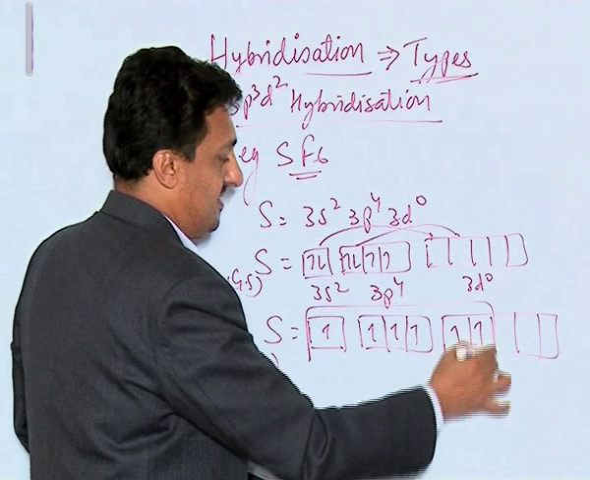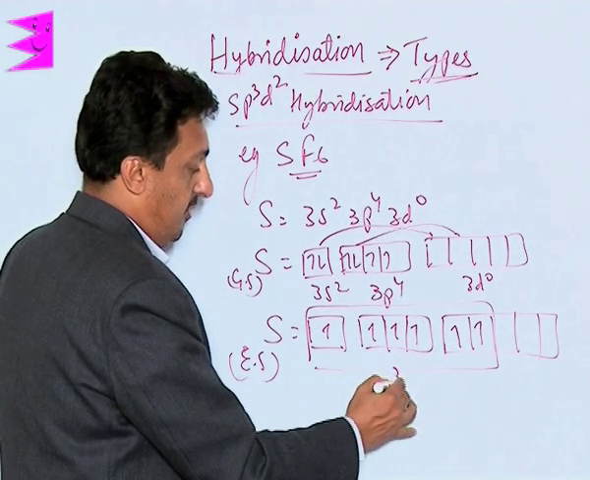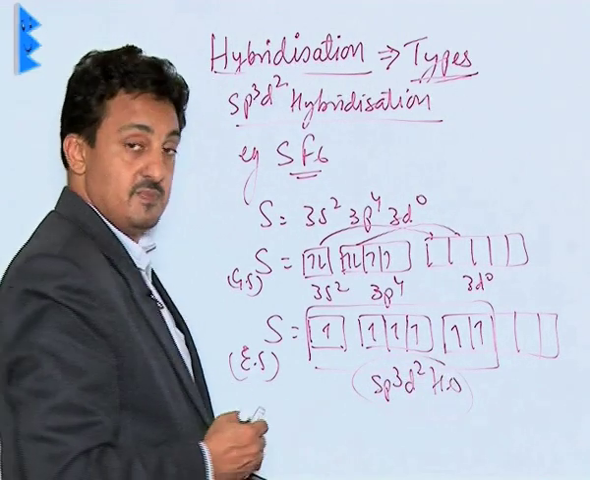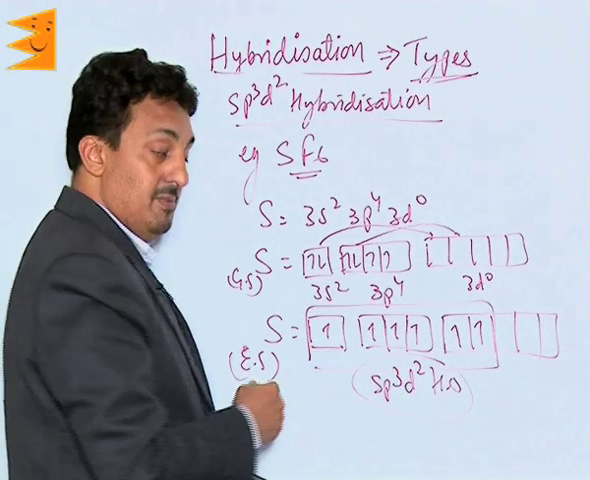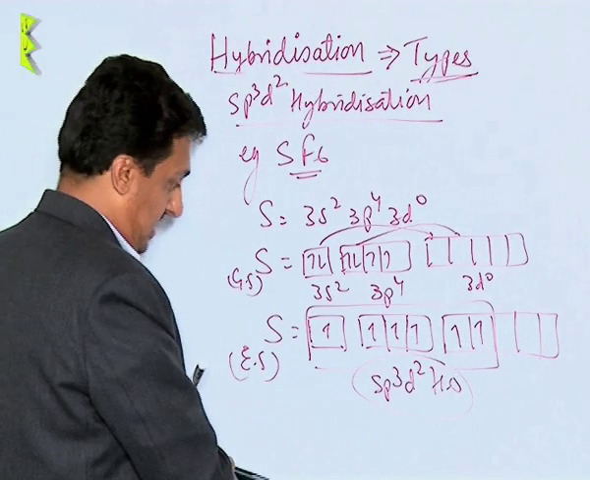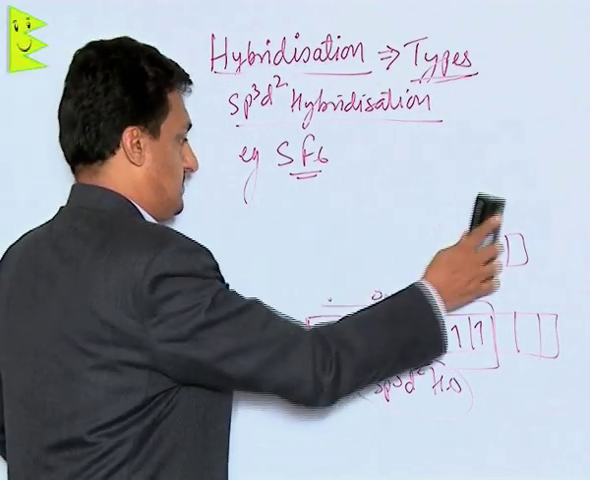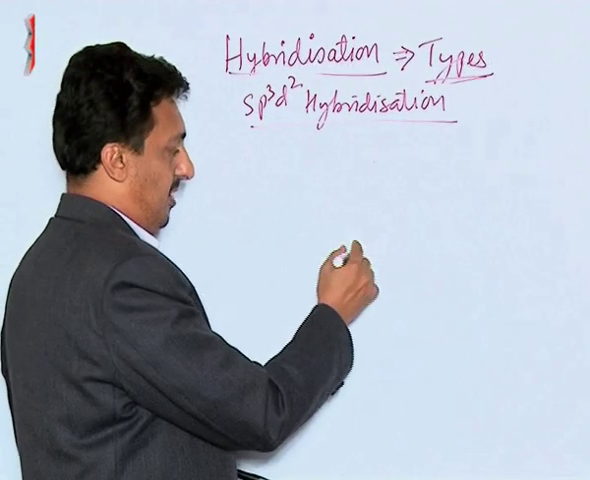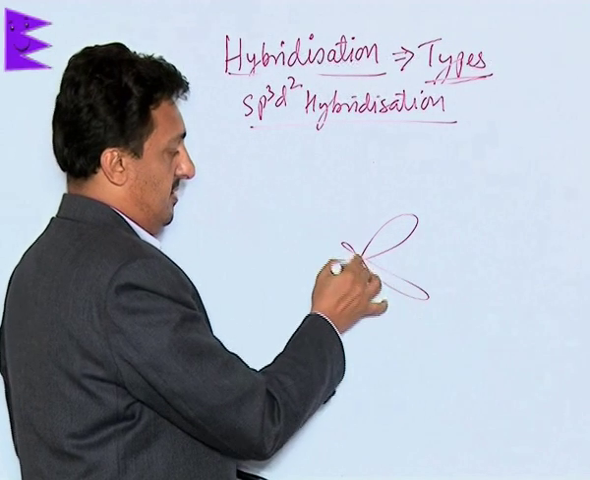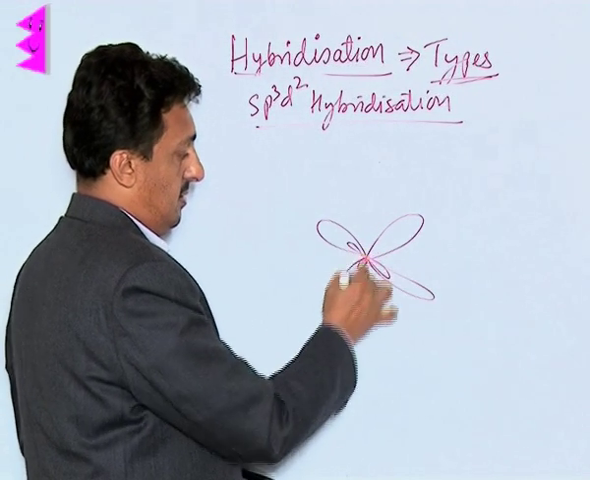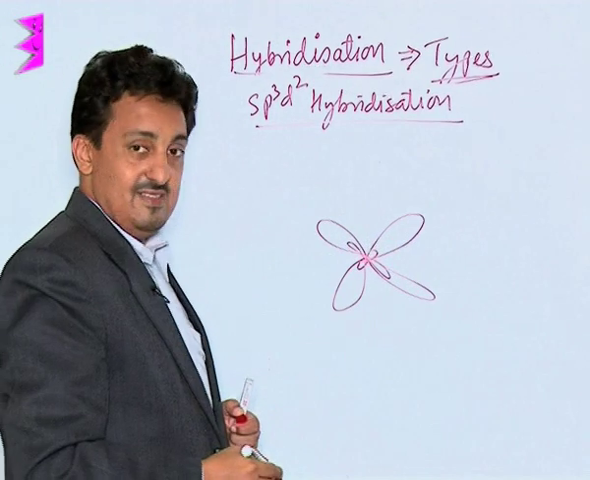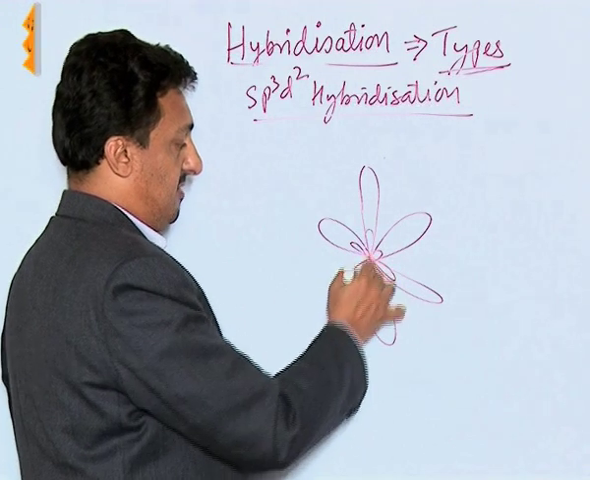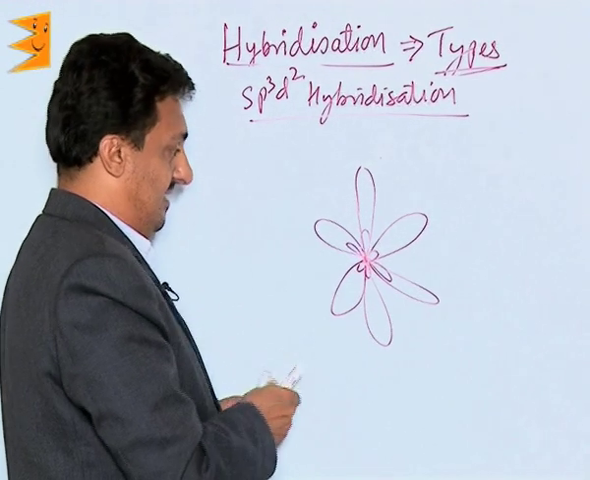Now all these 6 combine with each other to form sp3d2 hybrid orbitals. And what will be the structure of this molecular species? Let us see. The structure of these hybrid orbitals will be almost like this. This is how the 4 hybrid orbitals get arranged in the square shape. The 5th one is from the top, the 6th one is from the bottom.